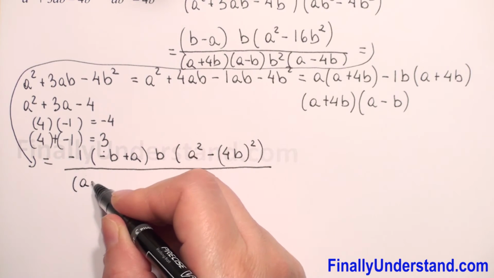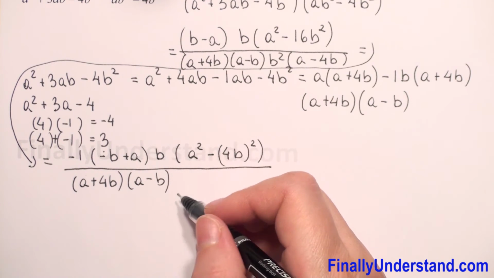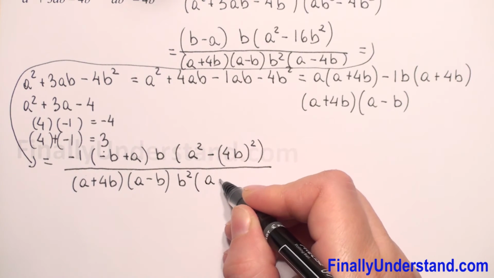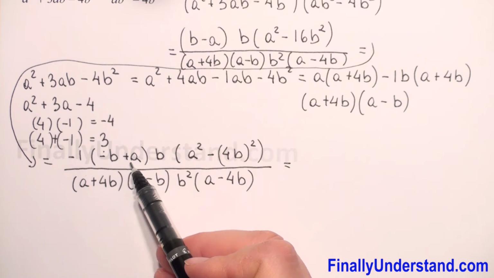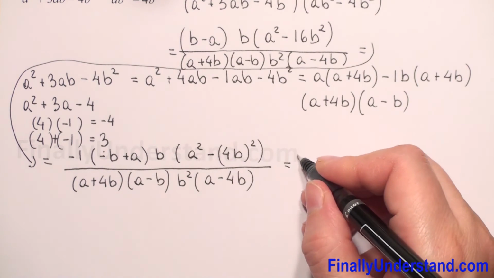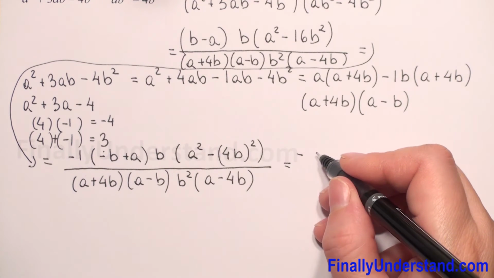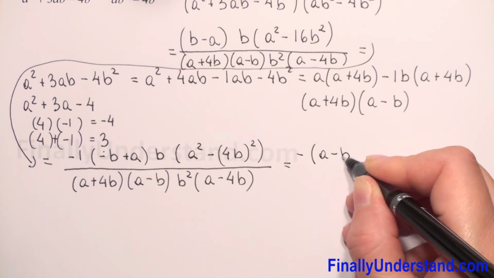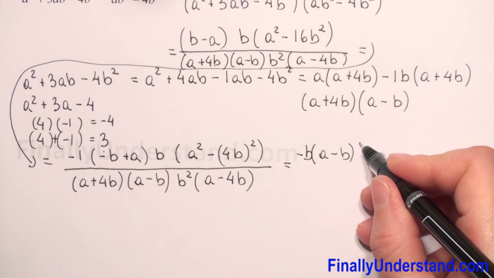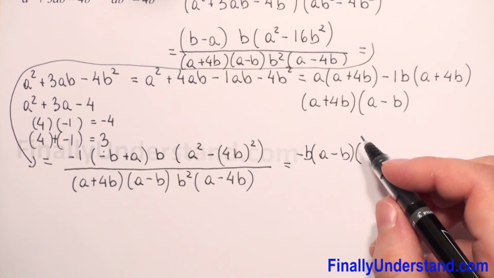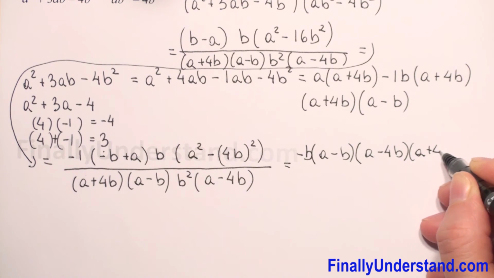We have a plus 4b times a minus b times b squared times a squared minus 16b squared. This is equal. In the first parenthesis, first I will put a positive variable, so negative. I will put only the negative sign, and in parentheses we will have a minus b times b. I will put b before this parenthesis, and next, like I said, the difference of two perfect squares. So this is a minus 4b times a plus 4b.